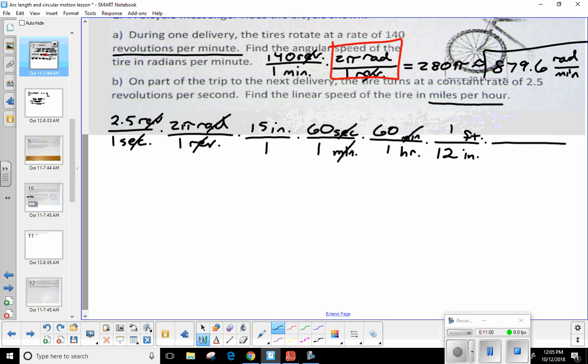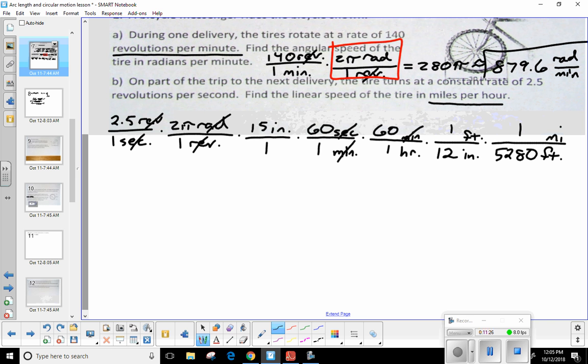Where would the feet have to go? Okay, on the bottom, again, because I want those to cancel. So I'm going to put the number of miles above. Now, how many feet are in 1 mile? That is exactly right. 1 mile has 5,280 feet. So this is probably one of the longest ones we're going to be looking at. But see, just take it one step at a time.